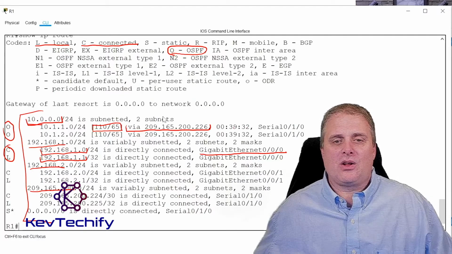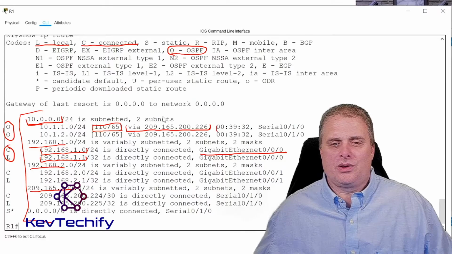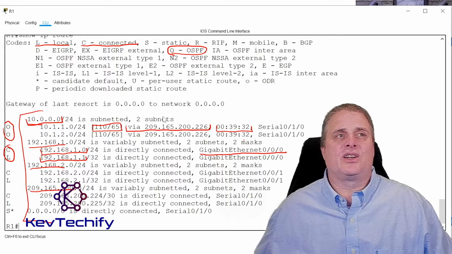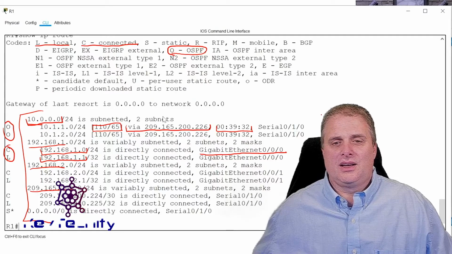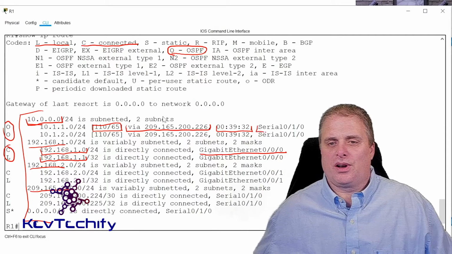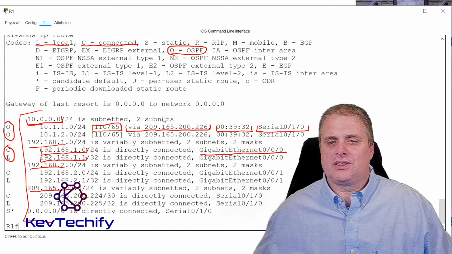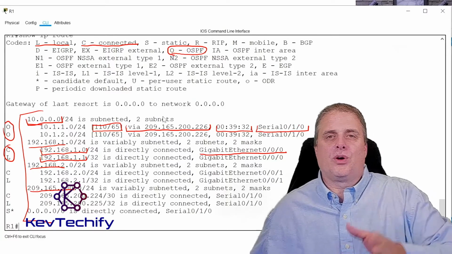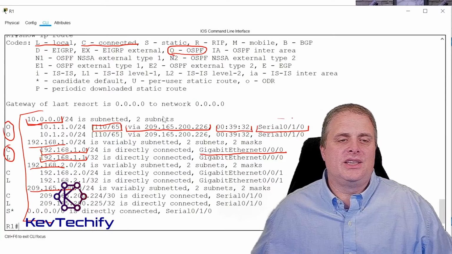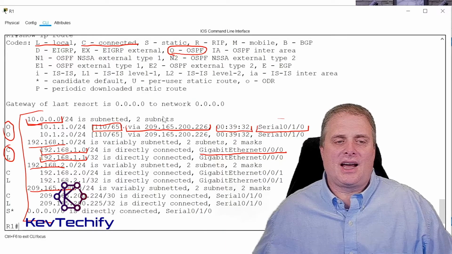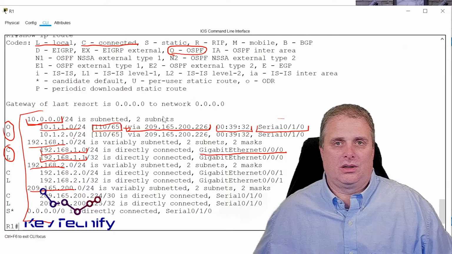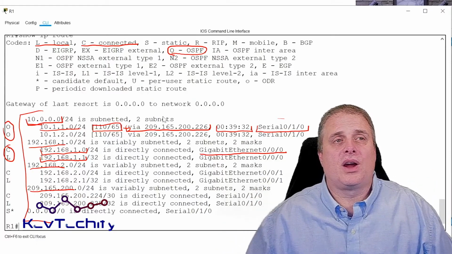Timestamp tells us how long ago the router last received an update. So 39 minutes ago, received the last update. And once again, this is the port on which you go out. Serial 0/1/0. That's the port on the router you go out to get to this via IP address to get towards this network. And so there's a lot of information right there in that line.